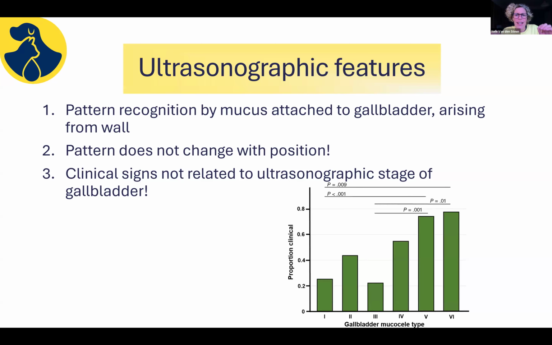Now, what we know as well is that these dogs, when we said not everybody has clinical signs and there are varying degrees of clinical signs, the clinical signs are not necessarily related to the stage of disease on ultrasound. So although they become more common, and the proportion of dogs with clinical signs is higher at a later stage, there are still dogs with even a mature mucocele. If you look here, more than 20% of the dogs won't necessarily have any symptoms reported related to that.